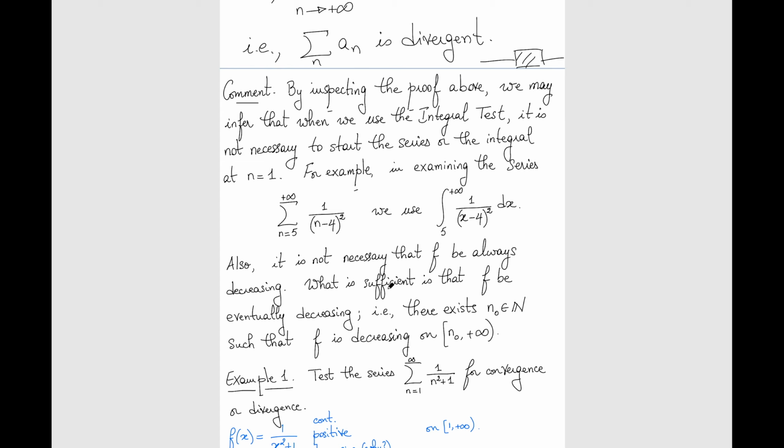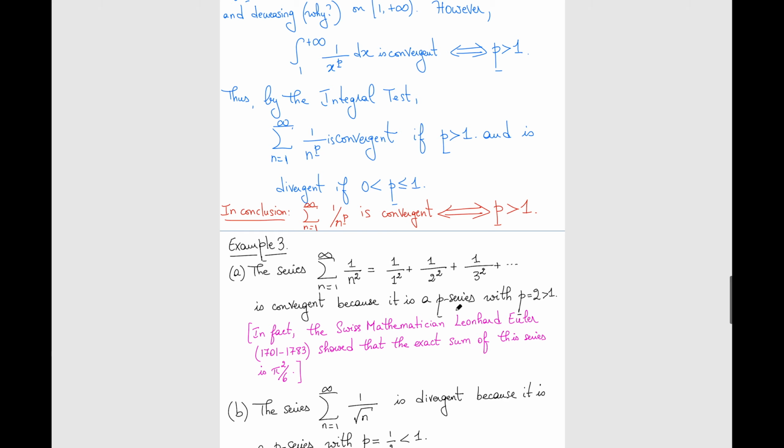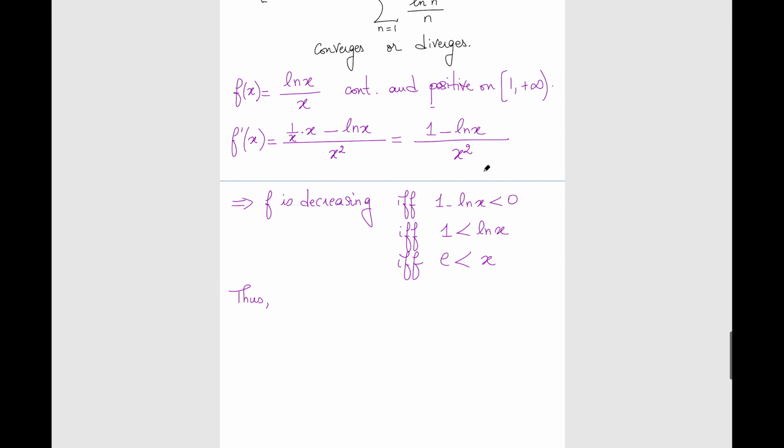By sufficient, I mean the integral test theorem can be applied as long as the function is eventually decreasing, which means there exists some number from which on that function starts being decreasing. In this case, that n0 can be taken to be 3 because, as we found, the function is decreasing as long as x is bigger than e, and e is about 2.71828 or something, right? So I'm going to choose n naught to be 3.